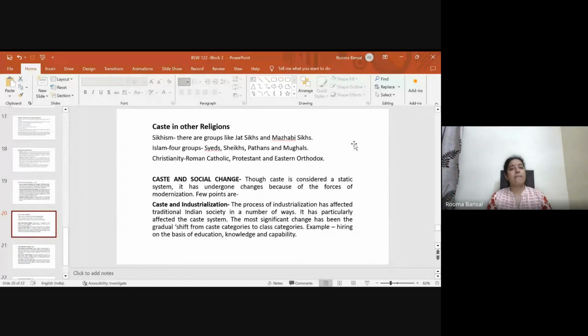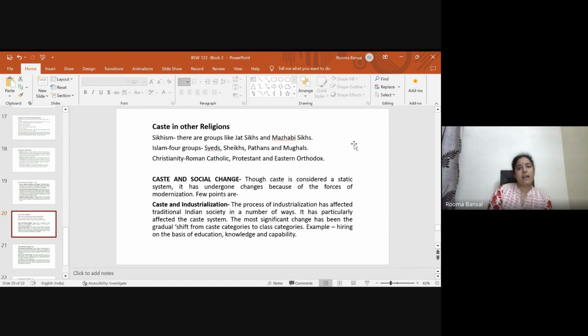Next, Islam. Islam has four groups: Sayyids, Sheikhs, Pathans, and Mughals. Now, Sayyids and Sheikhs are known as the clan of Prophet Muhammad. And Pathans and Mughals are treated as warriors or fighters. In Christianity, generally we get three types of groups: Roman Catholic, Protestant, and Eastern Orthodox. We do not have much here to discuss. We just have a few points.